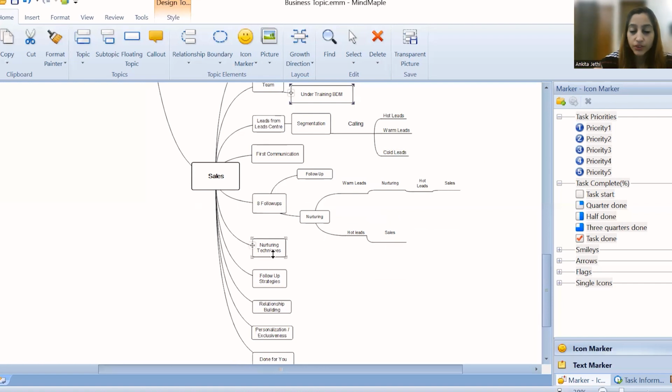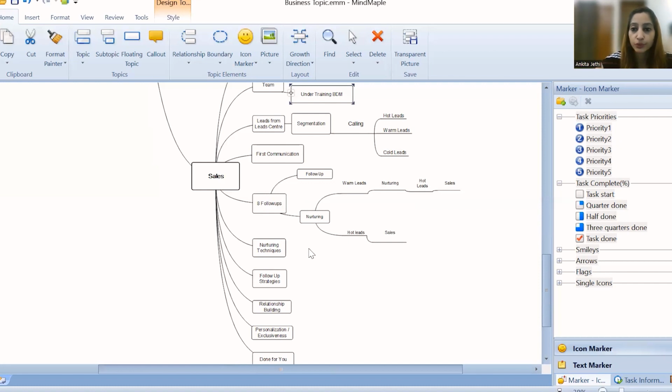Now, there are many nurturing techniques which we have to follow while we are following up with any of our leads. For example, we end up getting many people who don't have time, who don't pick up the call, right? Or they pick up and say, I'm in a meeting, I'll call you back later, but they don't respond. And there are many such cases where we get such responses from our leads.